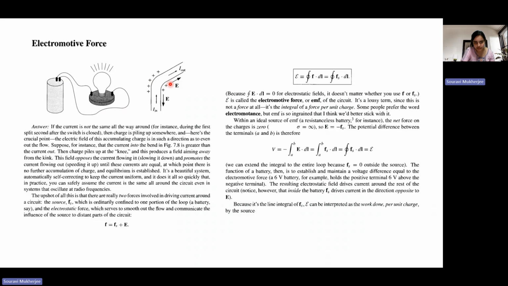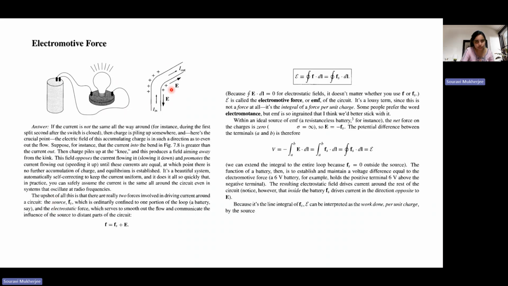Now, if you look closely, what is this telling you? Such charge accumulation will result in an electric field in a direction opposite to the direction of flow of current. So this field opposes the current flowing in the wire. In a way, this self-correcting field is the reason which keeps the current uniform, and it happens in a very small time period. That's why when we connect a circuit, we basically get a constant current.